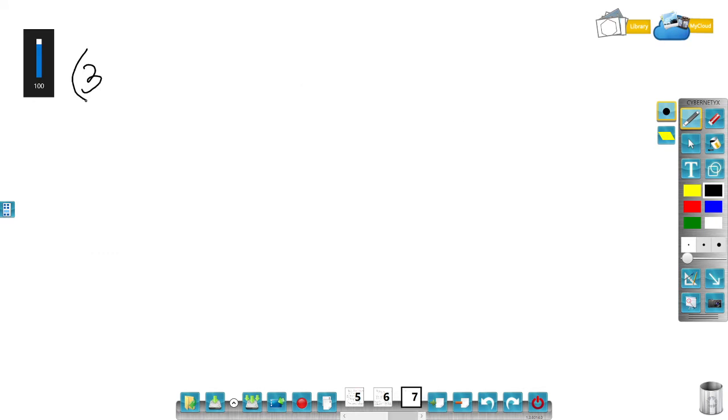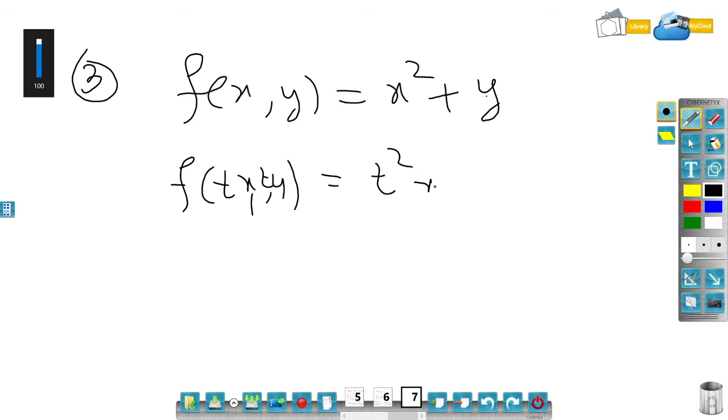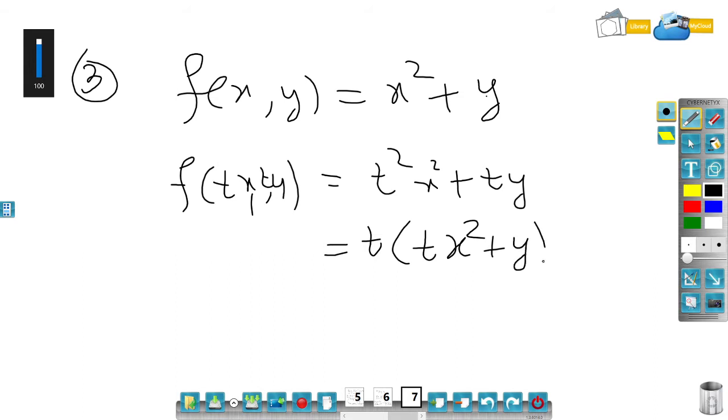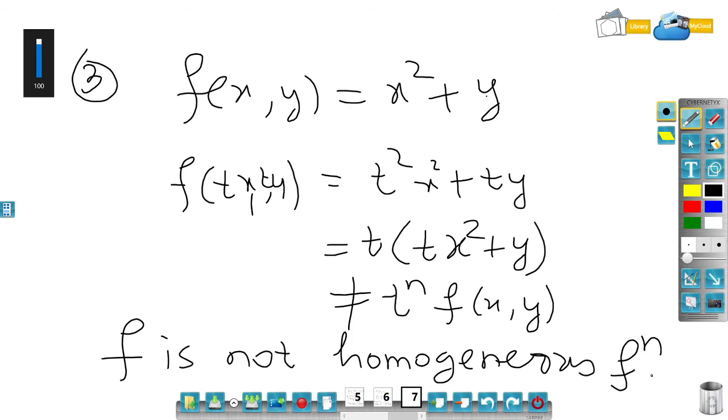We can have one more example. f of x comma y is equal to x square plus y. You could see that f of tx comma ty is t square x square plus ty, and even if you take t common, it will be t times t x square plus y, which cannot be equal to t raised to n f of x comma y. So it is not a homogeneous function.